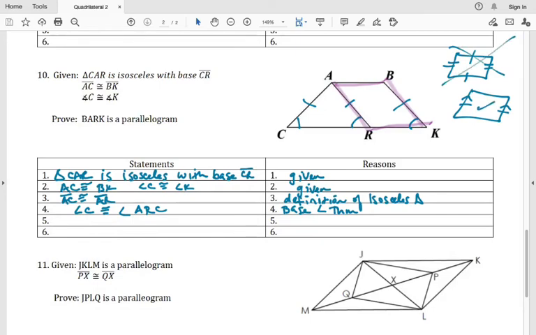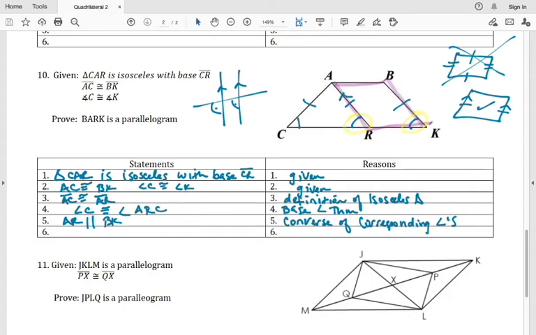So if you'll notice right here, we've got this angle here is congruent to this angle here. And if you'll remember, if you've got a set of parallel lines and a transversal going through them, these 2 angles right here are corresponding angles. And if those angles are congruent to each other, then you know you have parallel lines. So I know that AR is parallel to BK, and that's because of the converse of the corresponding angles. If you've got corresponding angles that are congruent, then you know that the lines are parallel.